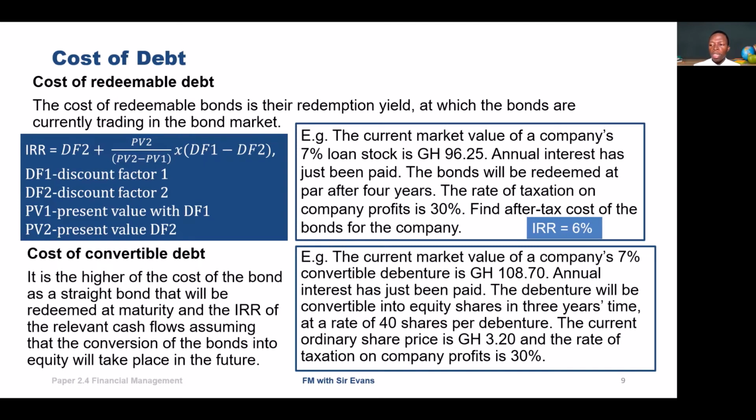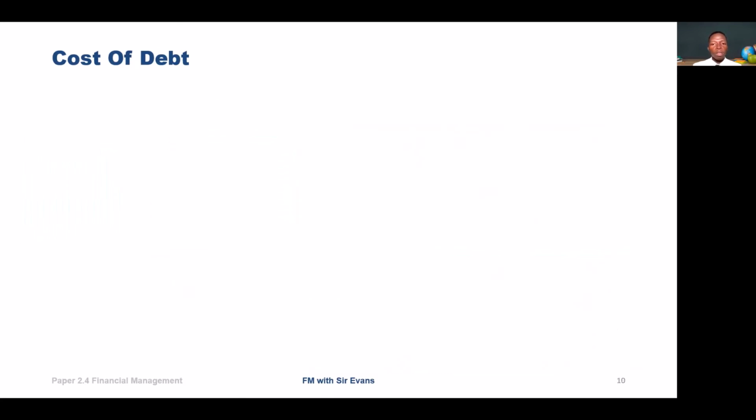So with this particular question, we are looking for 2 instances. If the straight bond will be redeemed at maturity, and then the IRR of the relevant cash flows, assuming that the conversion of the bonds into equity will take place in the future. So with these 2 scenarios, you find the higher of the 2. So the higher of the 2 becomes your cost of convertible debt. So that would also give us 9.9% as the internal rate of return, as the cost of convertible debt. Okay. So we move on.